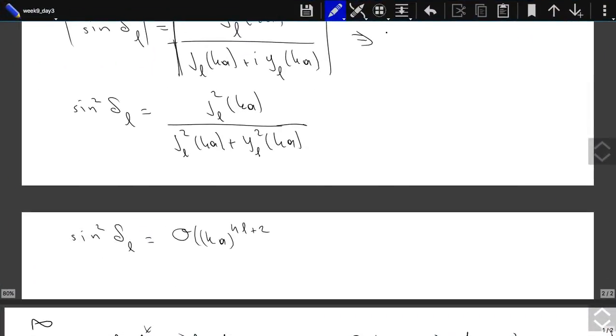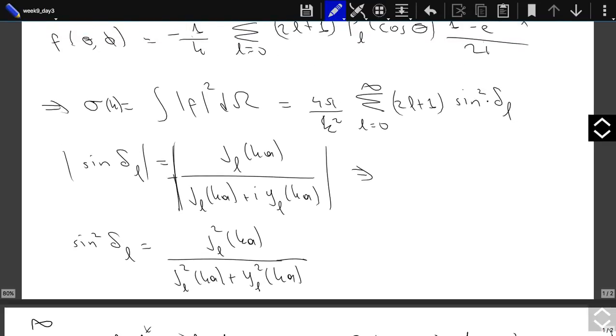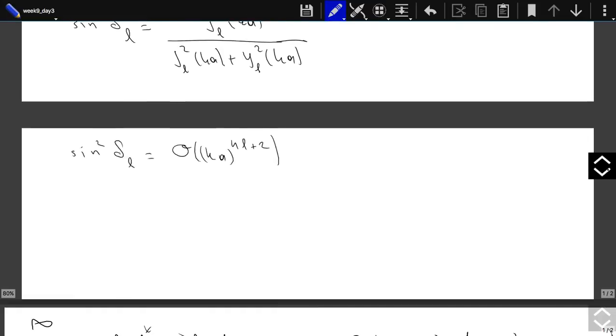So the only thing that we are interested in will be the L equal to 0. That will be the only one contributing to our cross-section, because we will be taking the limit as k goes to 0. That is the low energy limit. As k goes to 0, any contribution to sine squared delta L that goes to 0 faster than k squared will be 0. So only L equal to 0 contributes.